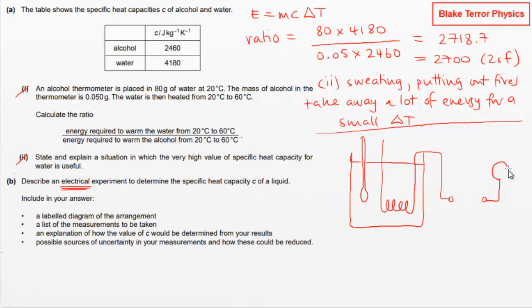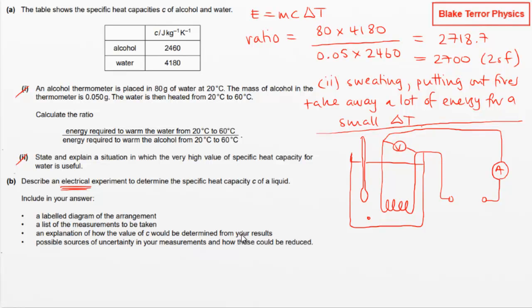We're going to want an ammeter so we can measure the current. So that has to go in series. And we're going to want a voltmeter in parallel so we can measure our voltage. So you're going to want to label all of this. Obviously, you've got the liquid, you've got the thermometer, you've got the heater, you've got the voltmeter, ammeter. You don't really need to label, but you could do if you wanted.